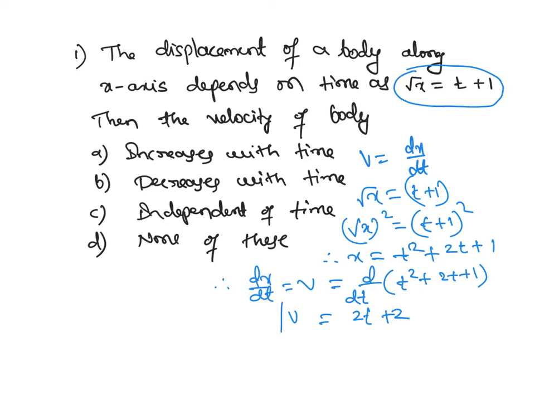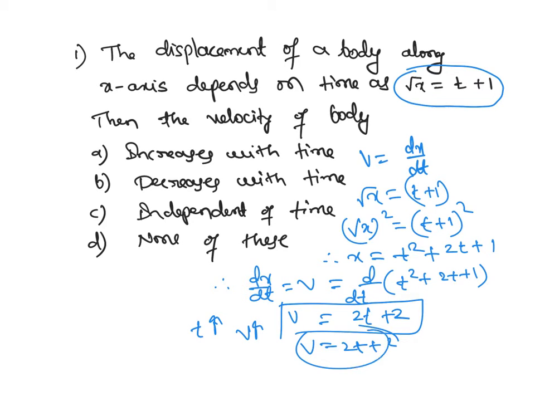Okay, so velocity is equal to 2t plus 2, in the sense that as t increases, velocity must increase, because this is directly proportional to 2t, right? v is equal to 2t plus 2. So there is a direct relationship with time, and that's the reason why it increases with time. Option A is the right answer for this question.